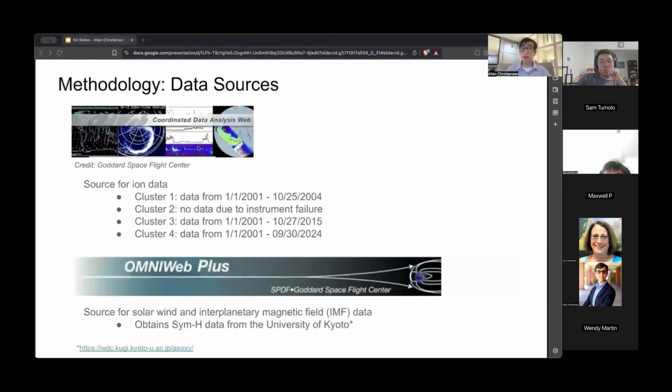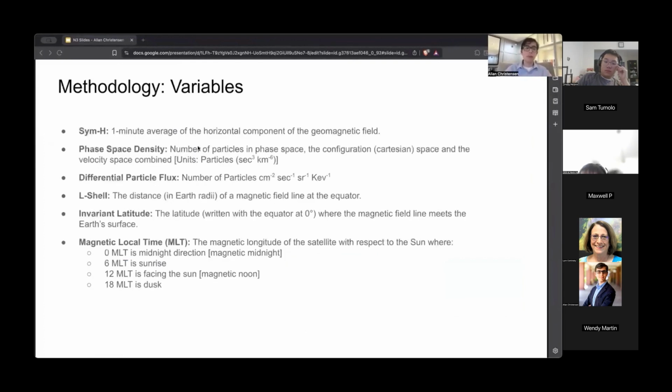While the ESA operated the cluster mission, the data was aggregated to NASA's CDA web database, and the SYM-H data, calculated by the University of Kyoto, was accessed through the OmniWeb portal. With regards to variables, we look at SYM-H, which is a 1 minute average of the horizontal component of the geomagnetic field, phase space density, which is the number of particles in phase space, which is the configuration space and the velocity space combined, and differential particle flux, which is the number of particles per centimeter cubed per second per steradian per kilo electron volt. And we also looked at L shell, invariant latitude, and magnetic local time as spacecraft positions.